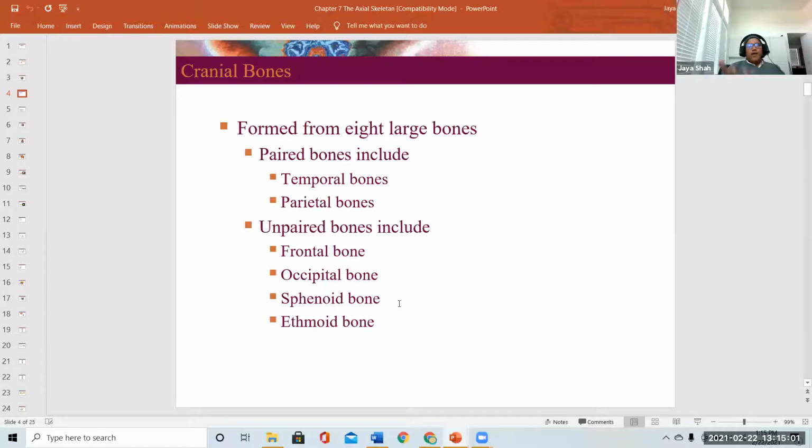A sphenoid bone lies on the base of your skull. So where your mouth is, above your mouth, sphenoid bone lies. Okay. Ethmoid bone, you can touch your hard palate with your tongue, and the hard area in the interior of your upper jaw is the hard palate that is formed by ethmoid bone.